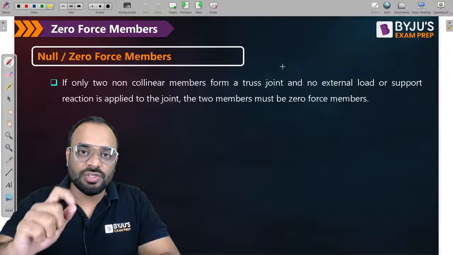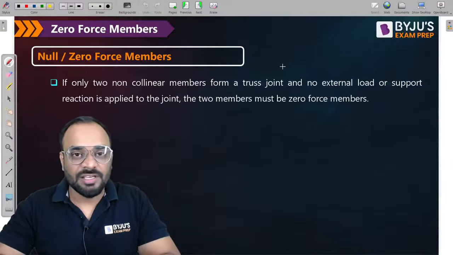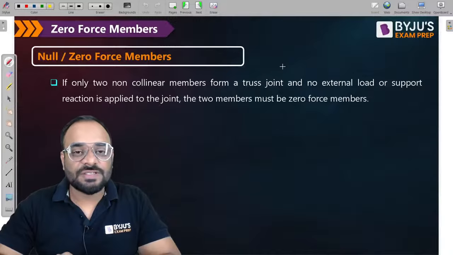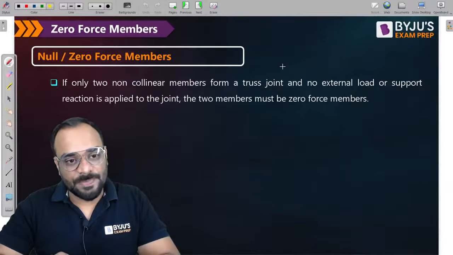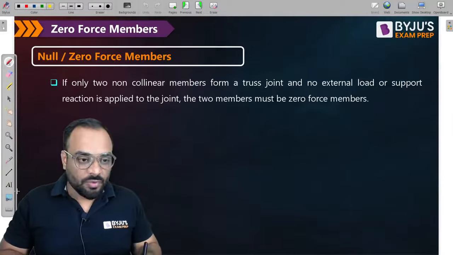So there are mainly two concepts, but I will tell you one extra thing over here, by which you are also able to find out the zero force member, right? That means we have three concepts to discuss so that we are able to find out the null force member in a truss. Okay, so let's understand one by one what they are.